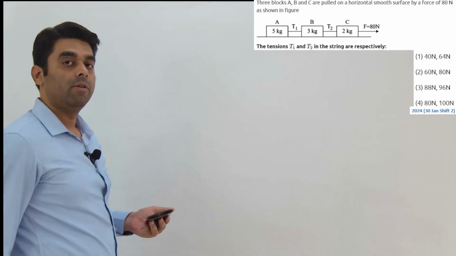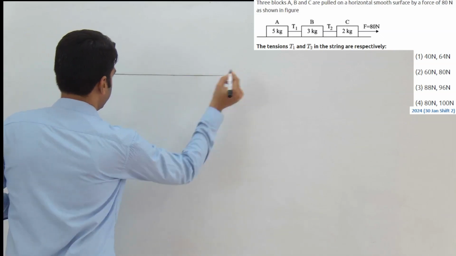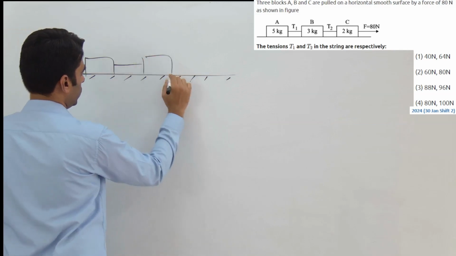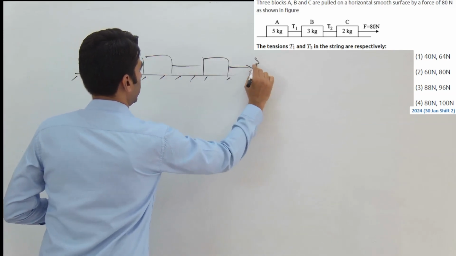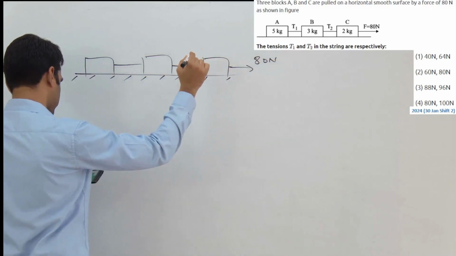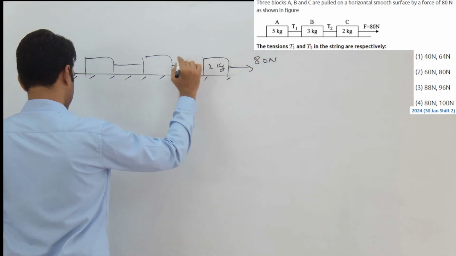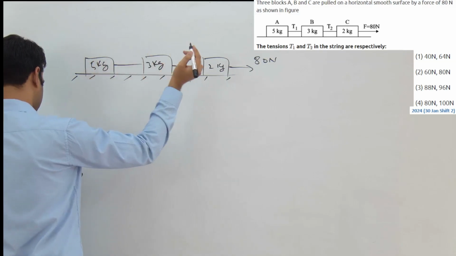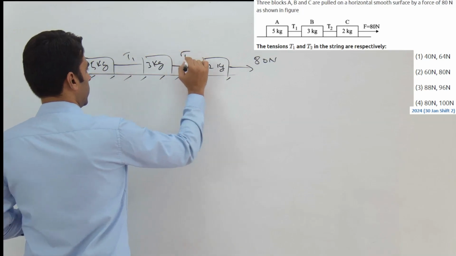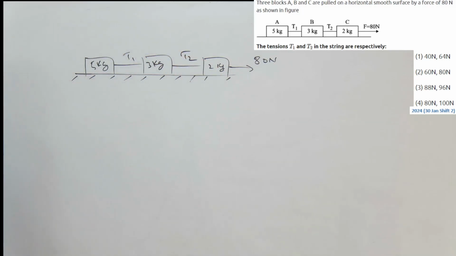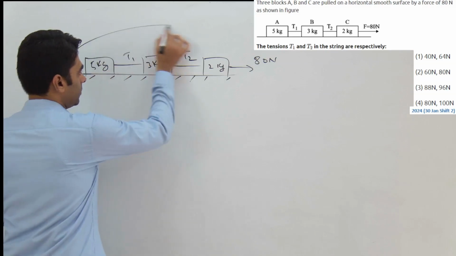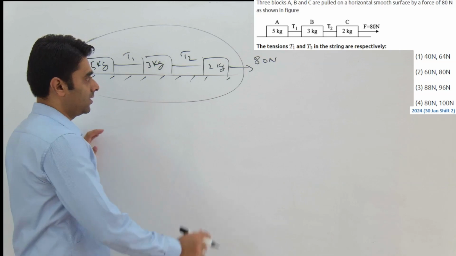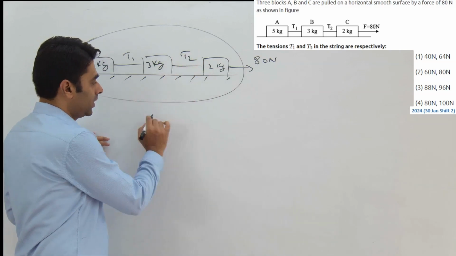First, I'll draw it once for myself. So we have 3 blocks, 1, 2 and 3. This is 80 Newton, and then you have 2 kg, 3 kg and 5 kg. Okay, and the tensions are T1 and T2. We want to find out the T1 and T2 values. Now see over here. First of all, we'll consider this whole as a system, because the acceleration will be the same. So we can consider this whole as a single block, and then find out the acceleration.